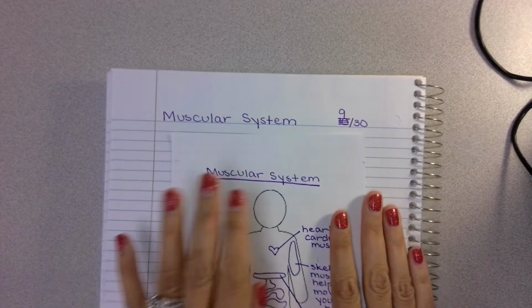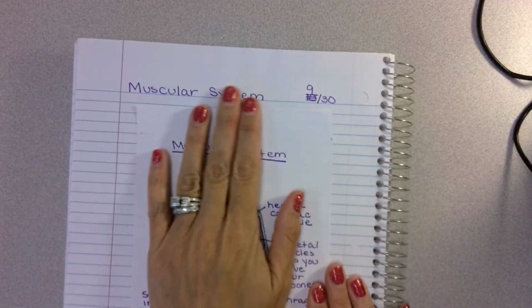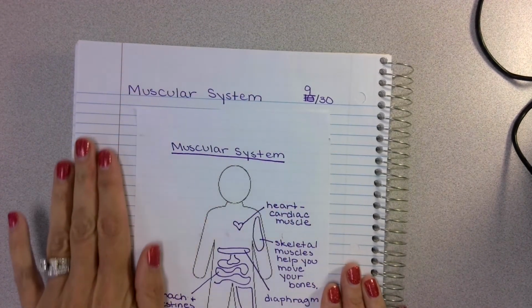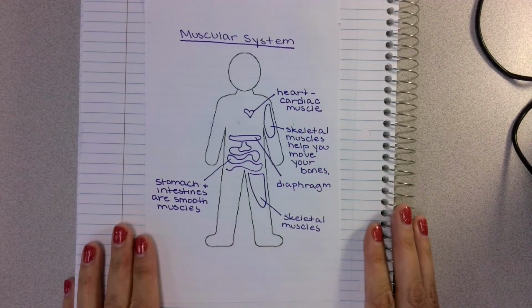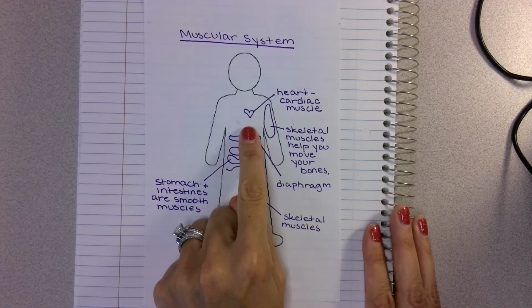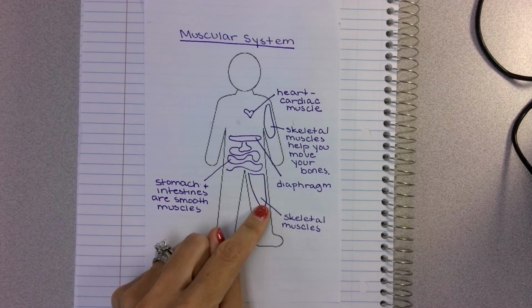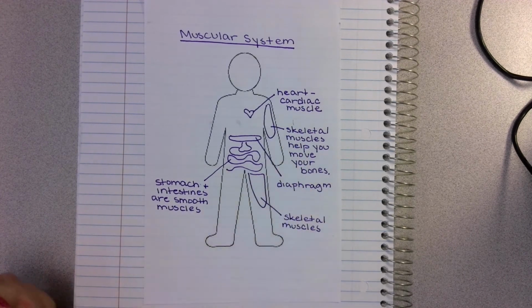So you're going to label the top muscular system. Today's date, it's 9/30. Here's your little guy of just some important muscles. So you have your heart. Your heart's a cardiac muscle. And then I drew some muscles in my arm and my leg, and those are my skeletal muscles.